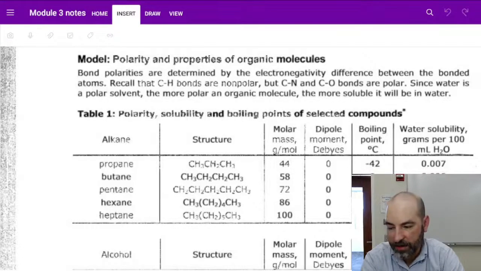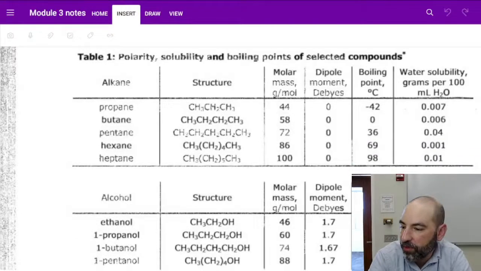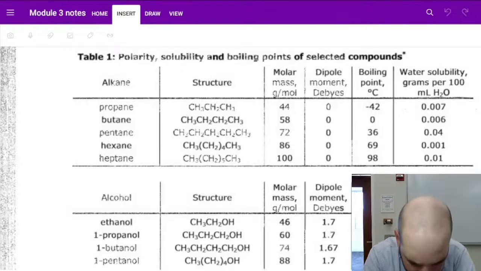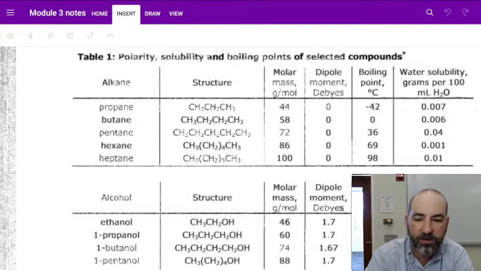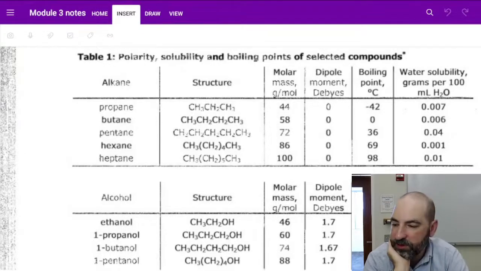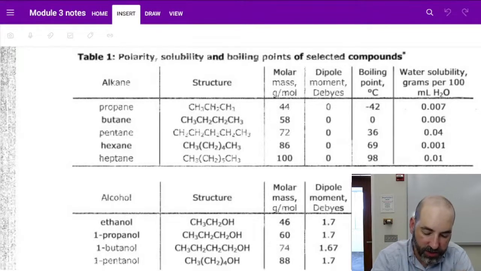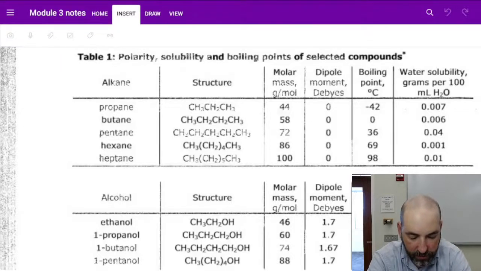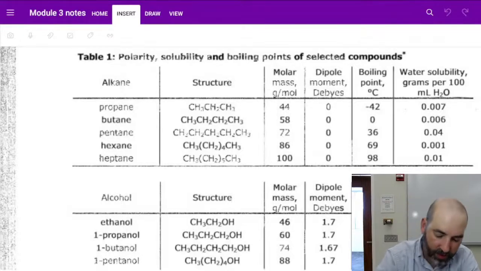And then we've got these tables. So the first one, it says Table 1, polarity, solubility, and boiling points of selected compounds. And then we've got a list of these compounds. They're a little hard to read on my screen. I think it's because of how it came into OneNote, but the original document that's linked in Teams should be okay. All right, so we've got propane, butane, pentane, hexane, heptane. We've got chemical structures. We've got molar mass. We'll talk about that in a second. We've got dipole moment, boiling point, and water solubility.